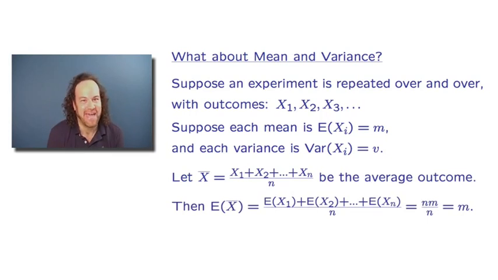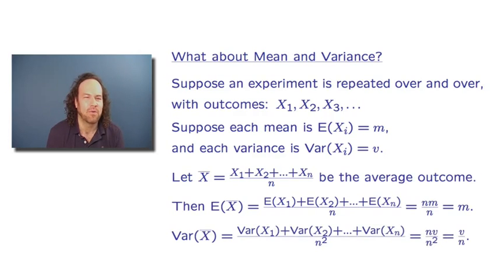The average of the averages is the same as the averages, if you want to think of it that way. But what about the variance? That's a little more interesting. So the variance of x bar: if you remember your properties of variance, since we're repeating these experiments independently, the variance of that sum is just the sum of the variances, so it's n times v. But then we divide that sum by n. Remember, with variance, if you multiply or divide by a constant, the variance is affected by the square. So we take n times v and divide it by n squared, which gives a variance equal to v over n.